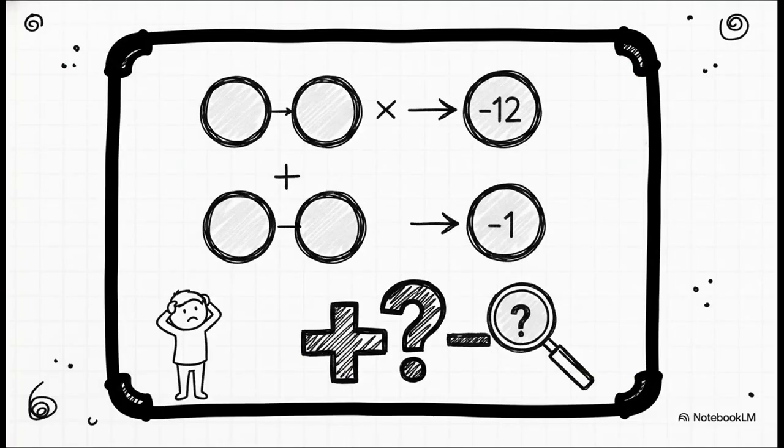So for Mission 1, really focus on the signs. Your product is a -12. So what does that tell you about the signs of your two numbers? One has to be positive and one has to be negative, right? And since they add up to a -1, which number should be bigger? The positive one or the negative one?